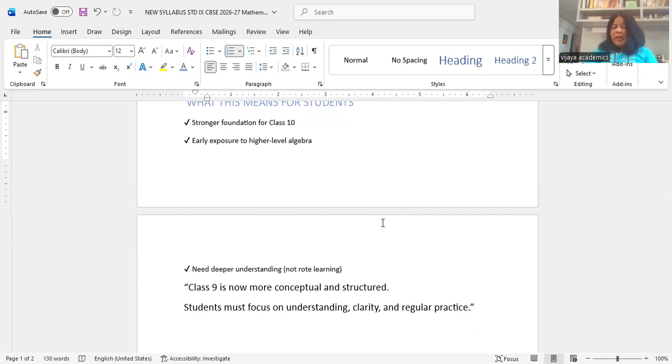Need deeper understanding, not rote learning. Class 9th is now more conceptual and structured. Students must focus on understanding, clarity, and regular practice.